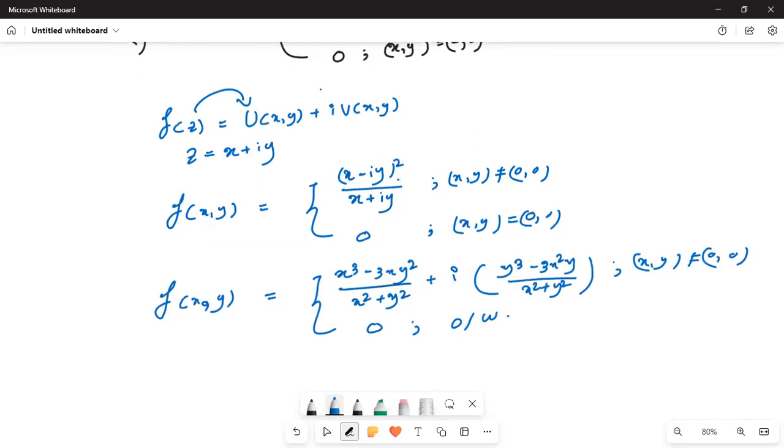This is just the simplification. First you have to bracket out the numerator, and then multiply it by the conjugate of the denominator. The conjugate of the denominator is x minus iy, and when you multiply x plus iy with x minus iy, you get x squared plus y squared. Then you can separate the terms involving i and the terms that do not involve i. So likewise we can get this function into this form.